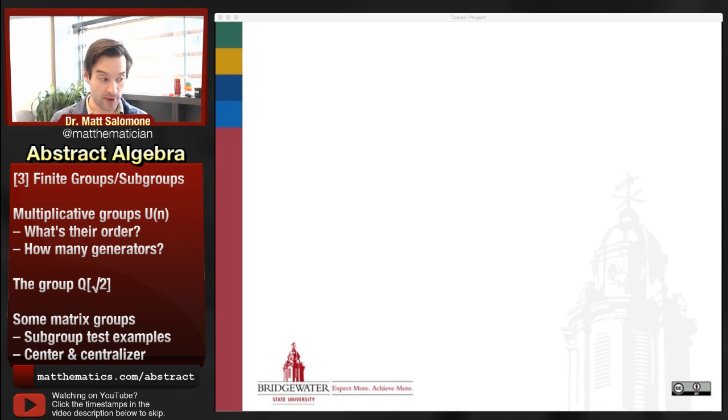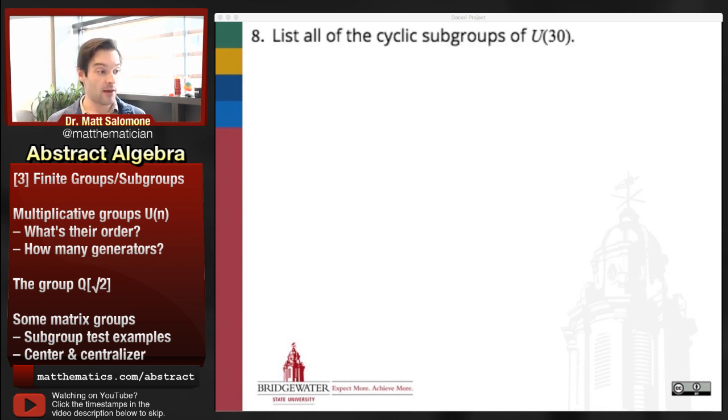So what I actually want to do to get us started is to take a closer look at what we call the multiplicative groups, the groups U_n. I'm going to do that by putting a question up on the screen that was taken from our textbook, our Judson online textbook. This will both give us an opportunity to think about the U groups, but also to think about some of the other questions that we hold dear in this chapter.